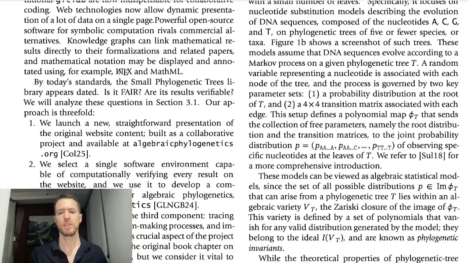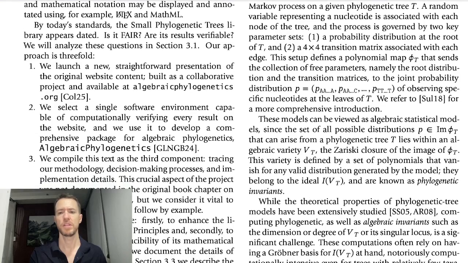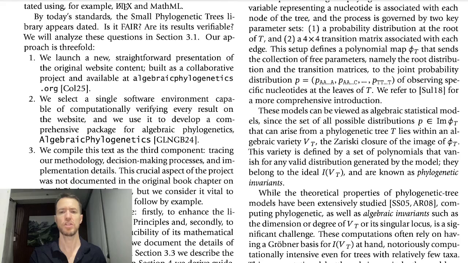These models assume that DNA sequences evolve according to a Markov process on a given phylogenetic tree T. A random variable representing a nucleotide is associated with each node of the tree, and the process is governed by two key parameter sets. 1. A probability distribution at the root of T, and 2. A 4x4 transition matrix associated with each edge.